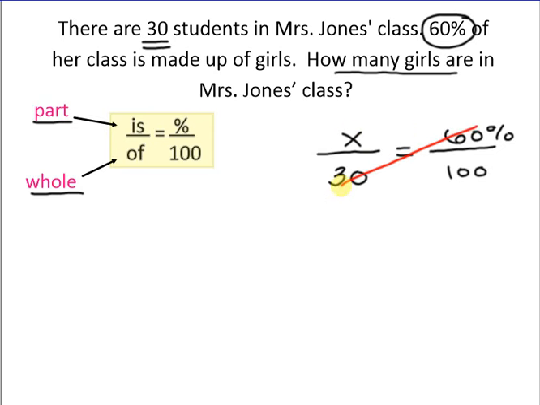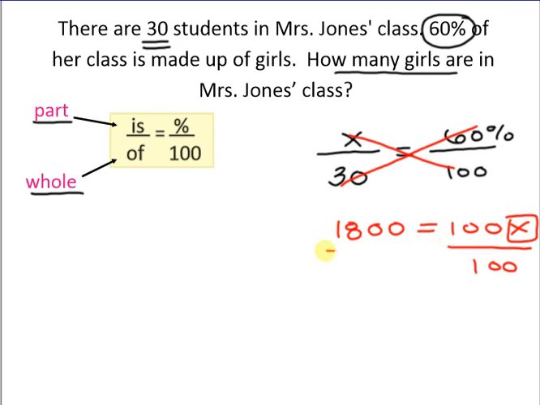So 30 times 60%, or 30 times 60, is 1,800. And then x times 100 is 100x. Box the variable, divide by 100 on both sides. Those cancel, bring down the x, bring down the equals. 1,800 divided by 100 is 18. Flip it around. X equals 18.